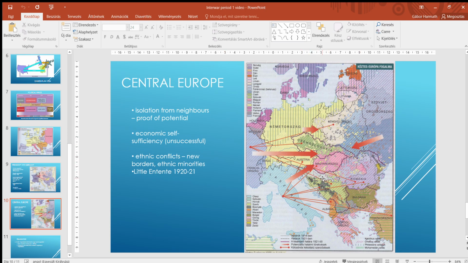And last but not least, we are talking about the Little Entente, which belongs here, 1920-21. It was created against Hungary. Czechoslovakia, Romania, and Yugoslavia signed a pact against Hungary. As you see in this map, everyone had some connections with France, except Hungary. Hungary had only a connection with Italy economically. So actually, we were isolated and the other countries got allied against Hungary and the monarchy. Alright, so this is the political and economic interwar period.